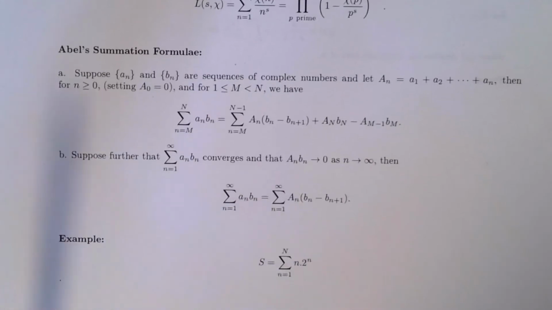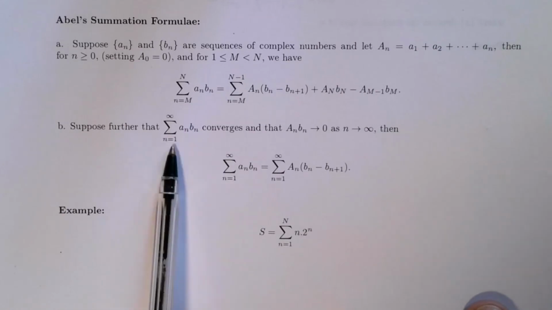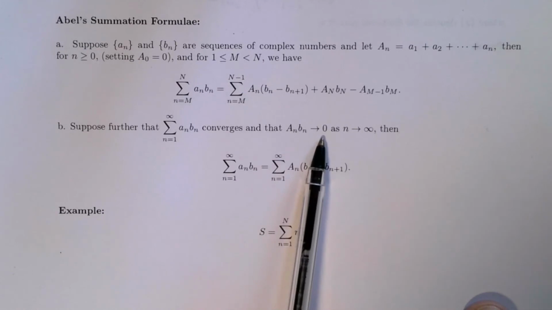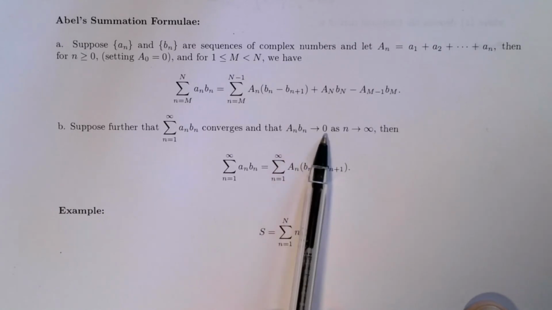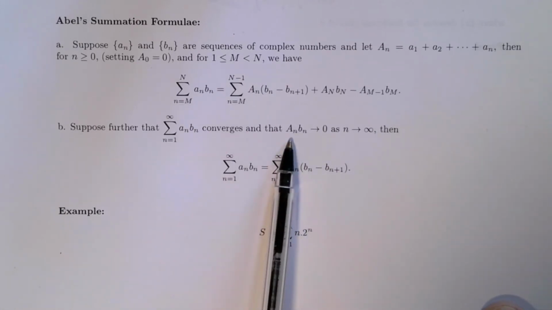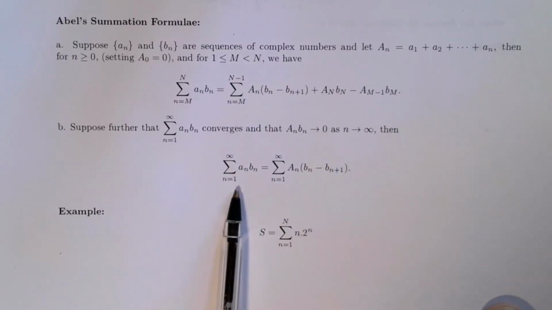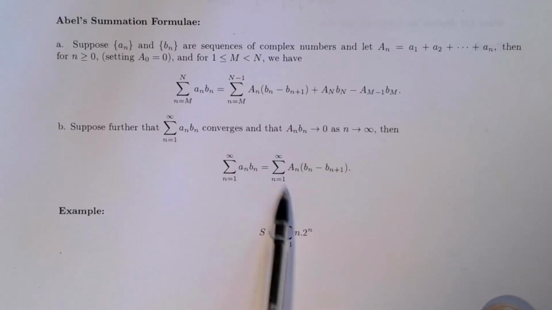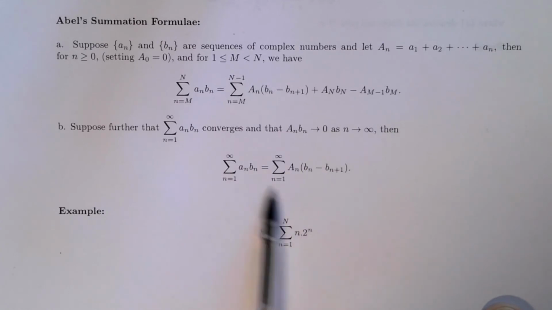The second part of the Abel summation formula is to say, well, suppose the infinite series converges, and suppose also that A_n b_n goes to 0 as n goes to infinity, that is, the product of the partial sums times b_n goes to 0. We know that little a_n b_n has to go to 0, but this is slightly stronger. We want the partial sums of the a_n times b_n to go to 0. Then this infinite sum can be written as the sum from n equals 1 to infinity of the partial sums of the little a's times this difference on the b's.